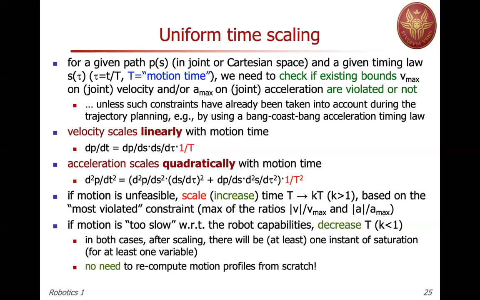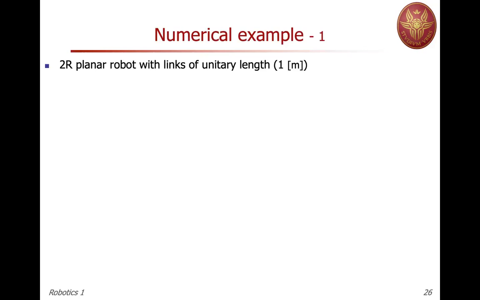So in both cases, after the scaling, there will be typically one, but at least one in general, instant of saturation. So one variable, either of the velocity type or of the acceleration type, will reach its limit, or the one that was violating most will be at the boundary, and all the others, violating or not, will be lower. So we don't need to recompute the motion profile from scratch. We just take whatever we have, and we scale the things properly. So let's do a numerical example so that everything will be clearer.